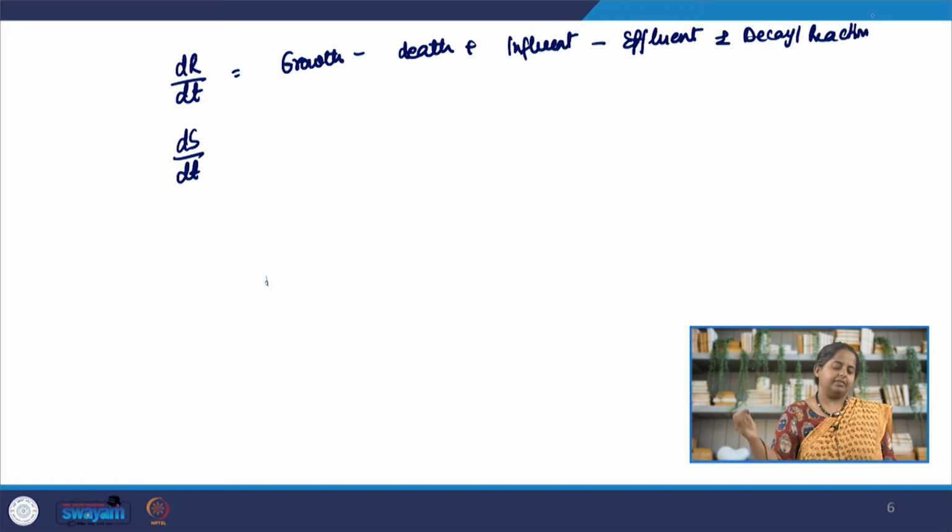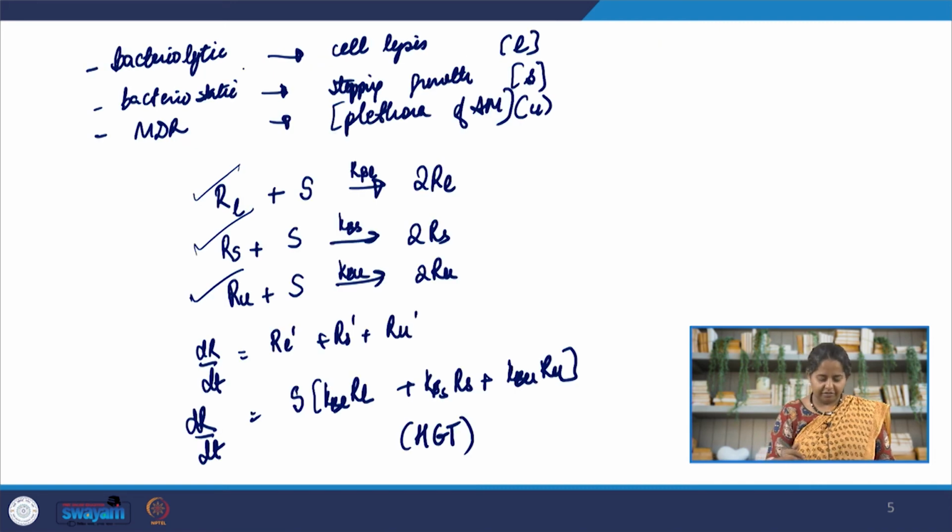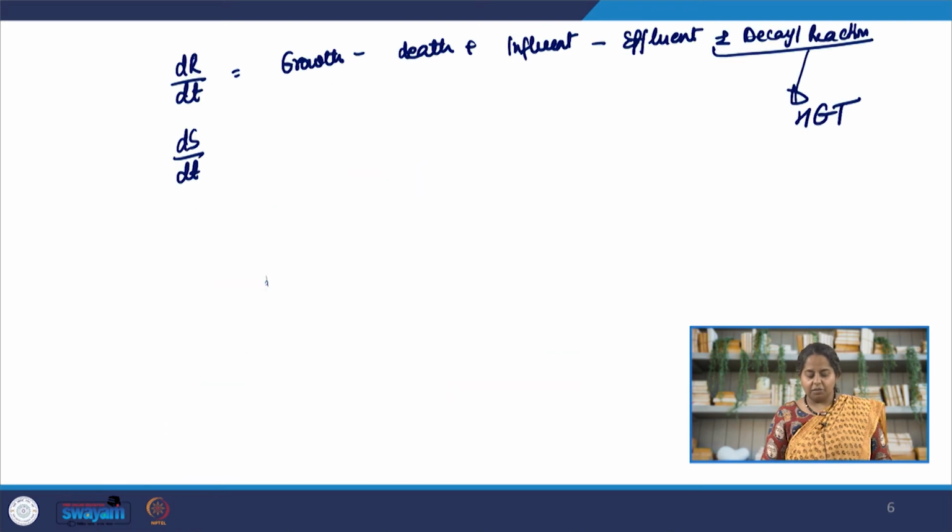This is your mass balance. This is how we are going to do it. And the reaction, plus minus decay, will include horizontal gene transfer, which is how a resistant bacteria converts a sensitive bacteria to resistant bacteria. So we already found this term, which is actually the part of the reaction, the accumulation or decay happening in the reaction tank. But we also need to look at the growth, death, influent, and effluent.